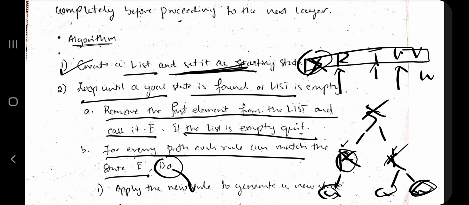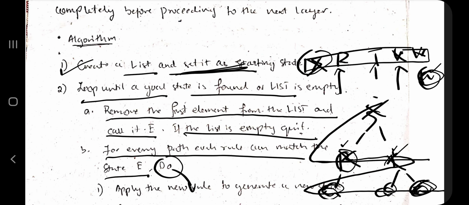Then I'll go to U. Then U has no child, done. V and W also have no child. When I reach W, we will reach the final answer. What you observed, I moved in this way, right? I moved in this way. That is what breadth first search is.